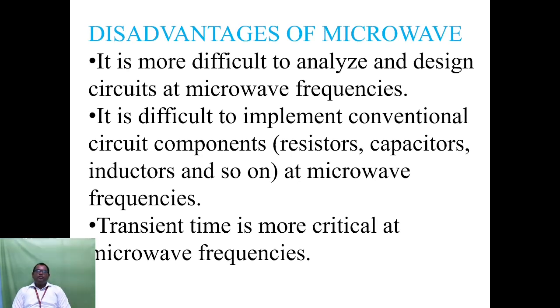Similarly, some disadvantages of the microwave system: it is more difficult to analyze and design circuits at microwave frequencies. It is difficult to implement conventional circuit components like resistors, capacitors, inductors and so on at microwave frequencies, and the transmission time is more critical at microwave frequencies because we are using very high frequency in the gigahertz range. So the time will be more critical to analyze the system.